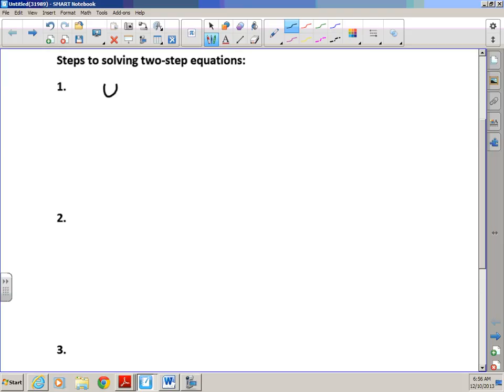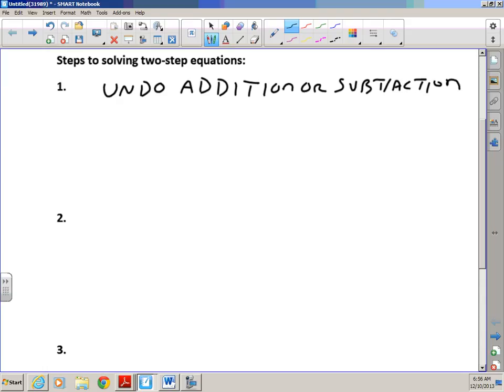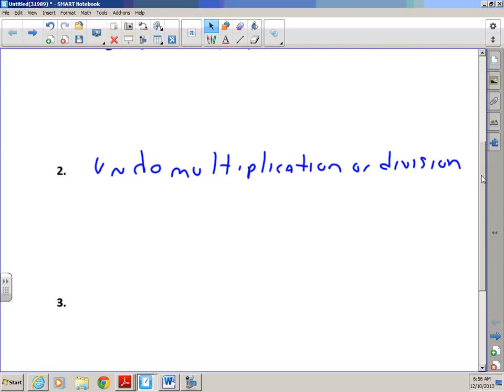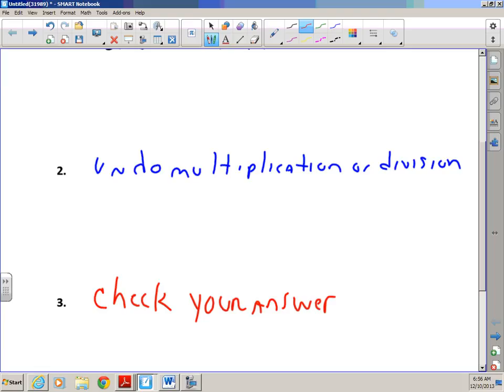So what we do first is we undo addition or subtraction. We then undo multiplication or division. And again, all of this is being done with the idea that you're locating the variable. And then finally, we check our answer. So let's take a look at a couple of examples.